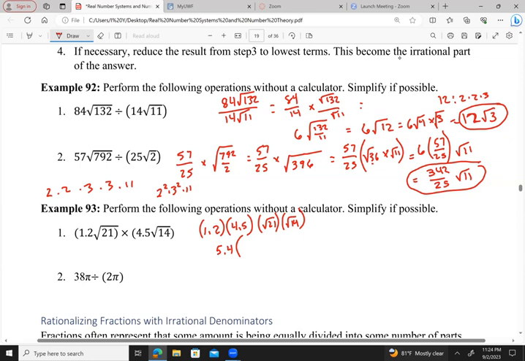Now, square root of 21 is the square root of 7 times the square root of 3. And the square root of 14 is the square root of 7 times the square root of 2. So this will give me 7. 5.4 times 7 gives me 37.8. And I simply take 3 times 2 times the square root of 6.